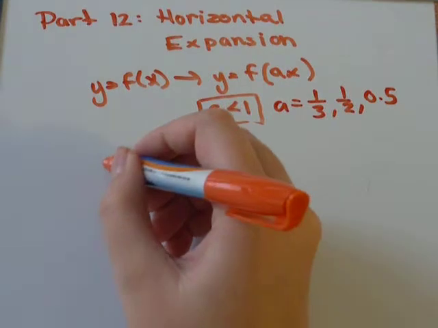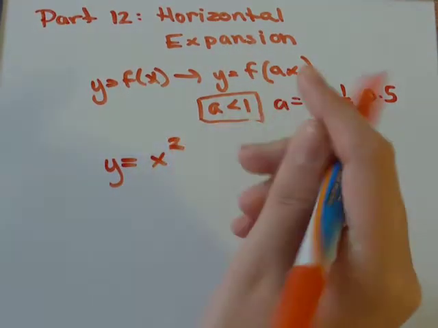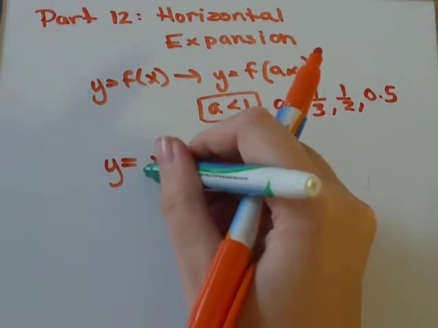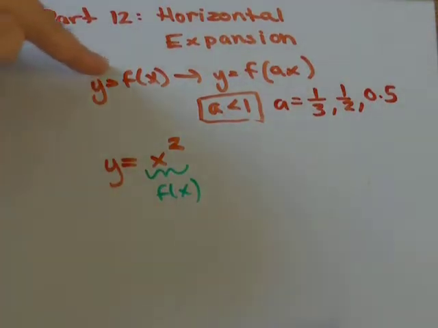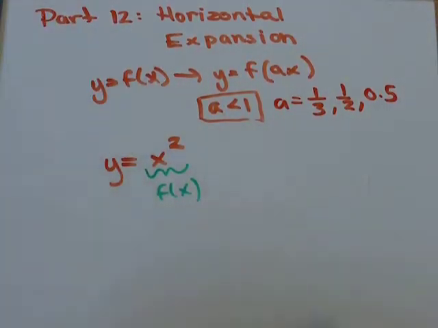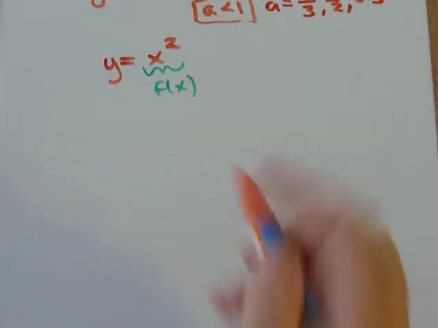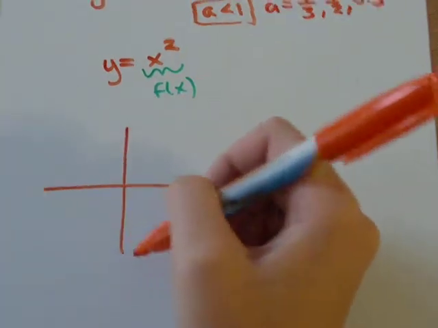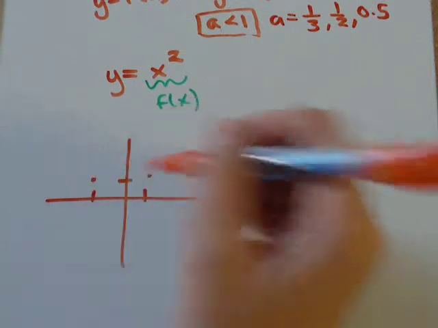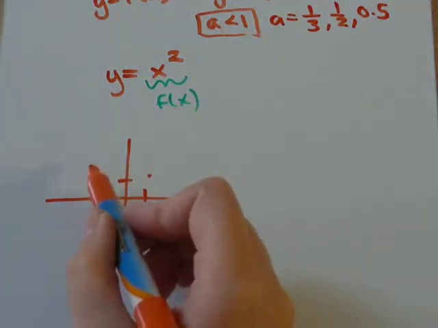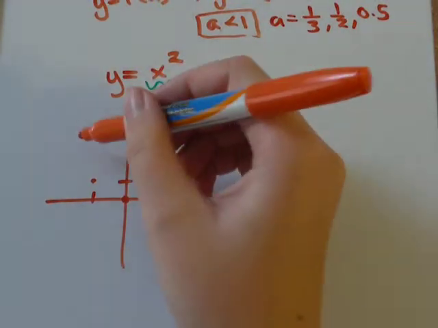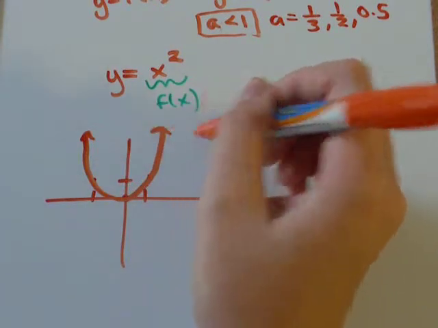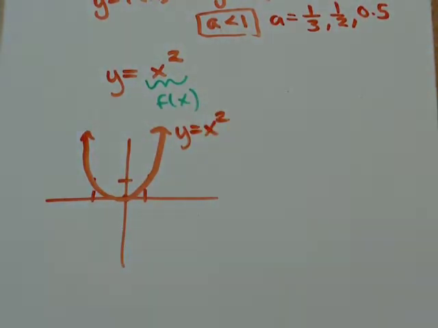So we're going to start with y equals x squared, just our standard parabola. In this case, x squared is going to be our f of x. We had y equals f of x, we've got y equals x squared, so it makes sense. X squared is our f of x. So let's put together a quick little graph. Our regular parabola has a point at x is negative 1, y is 1, it's got a point at 0, 0, and it's got a point at x is positive 1, y is positive 1. Connect the dots. You get something that looks like that.